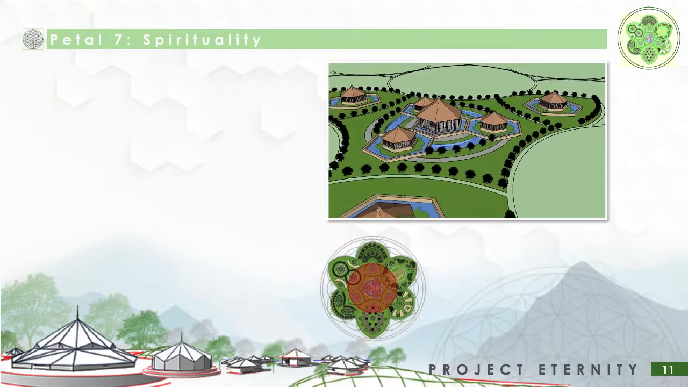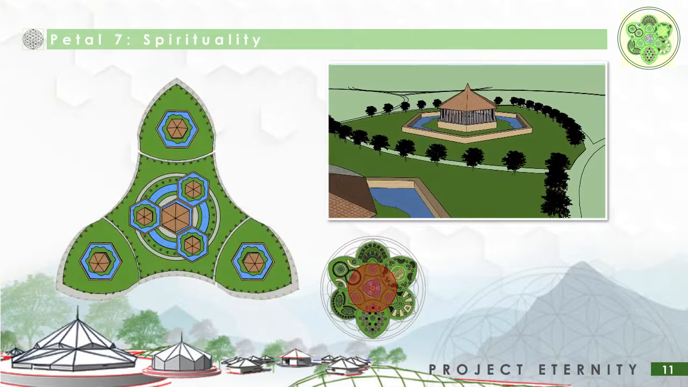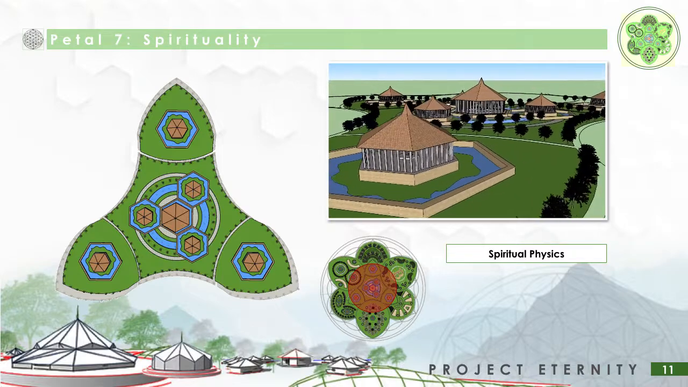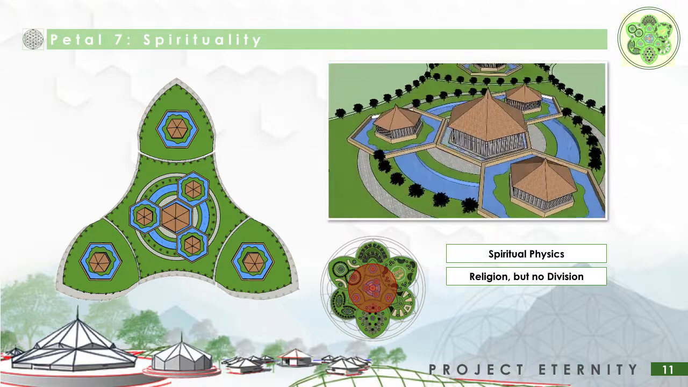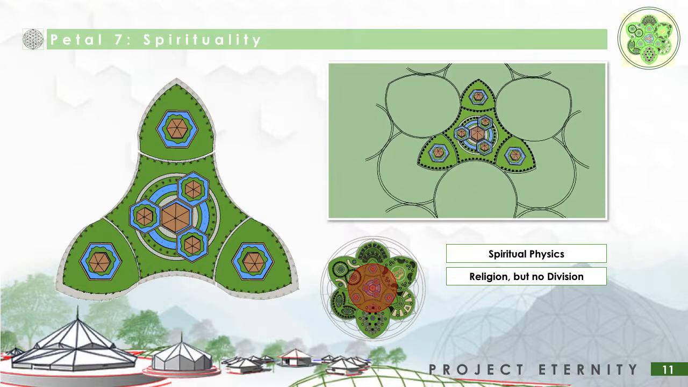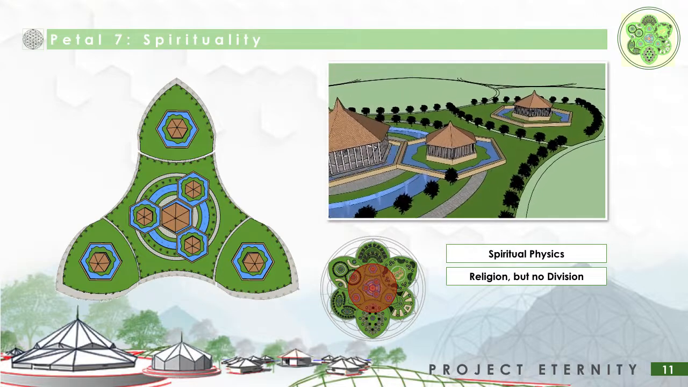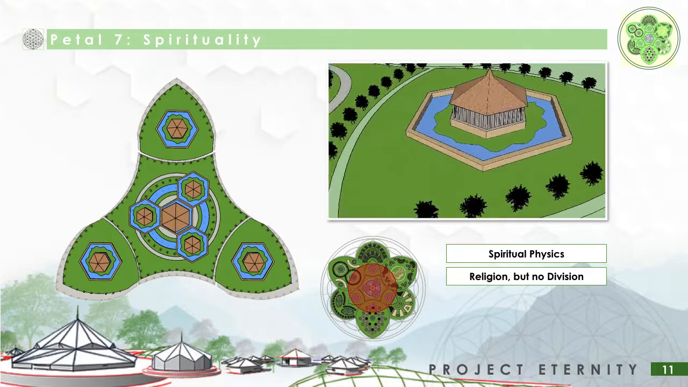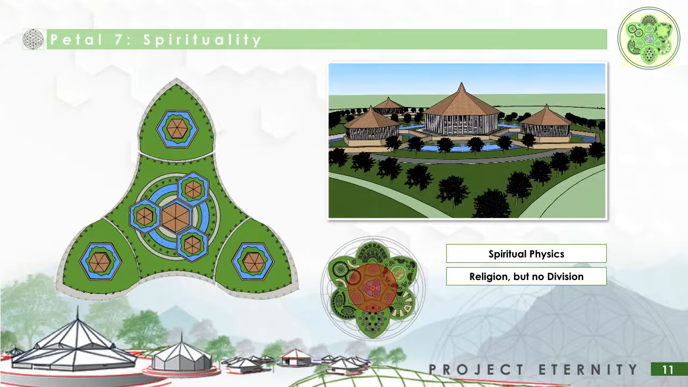But last, this is where the fifth petal right at the center comes into the picture, which means this is where we teach spiritual physics. Of course, people have their own religion. We will teach their own religion. For example, if you're Jewish, there will be a dedicated Jewish temple which will be dedicated to the study of Judaism. But on the other hand, we will not allow any division of my religion is better than yours. Project Eternity cannot have any division, and we will not even allow that.